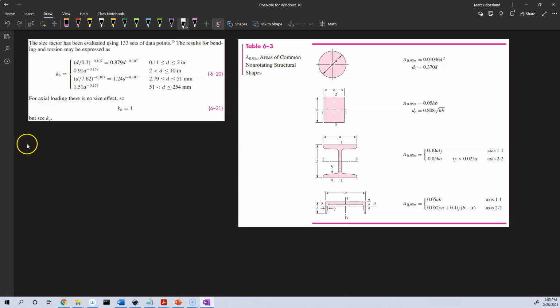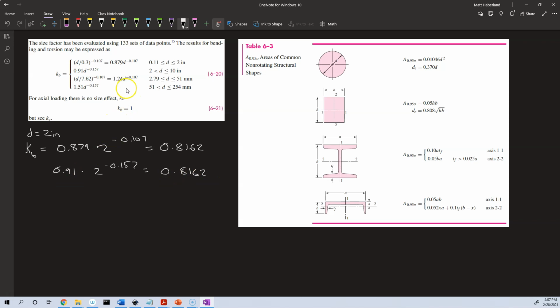So this is how it works. We're trying to find KB when our part has a diameter D equal to 2 inches. So for KB, we just need to follow one of these formulas here. Because our part happens to be 2 inches, which is where these two curves meet, we can use either one. So I'll try both of them just so you can see that both of them meet up in the center. We've got 0.879 times 2 to the negative 0.107, and that is 0.8162. We could also calculate it using this formula, 0.91 times d to the negative 0.157, and we get the same thing, 0.8162.